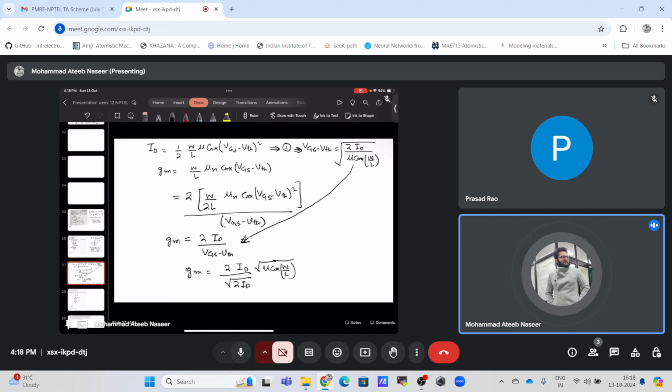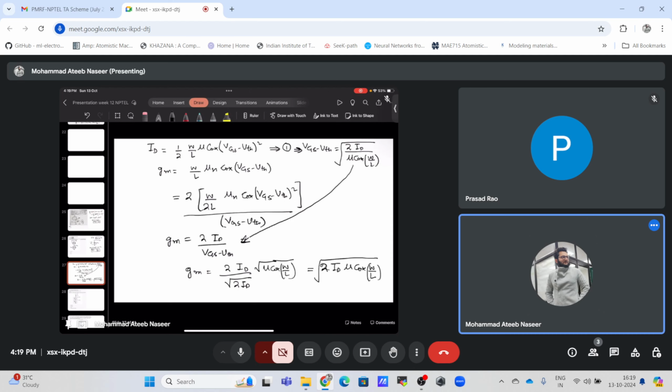So it will be simply the square root of 2 times ID times mu times Cox W over L. This is the gm in terms of ID and W over L.